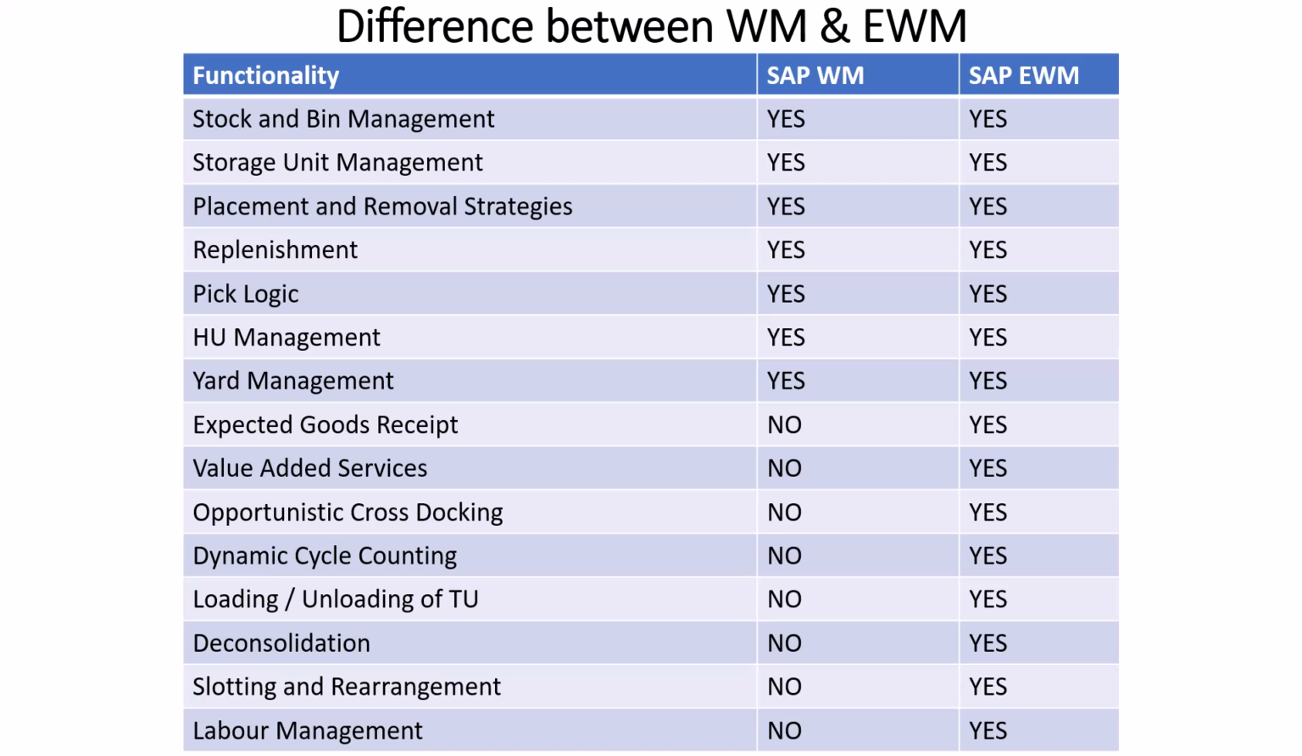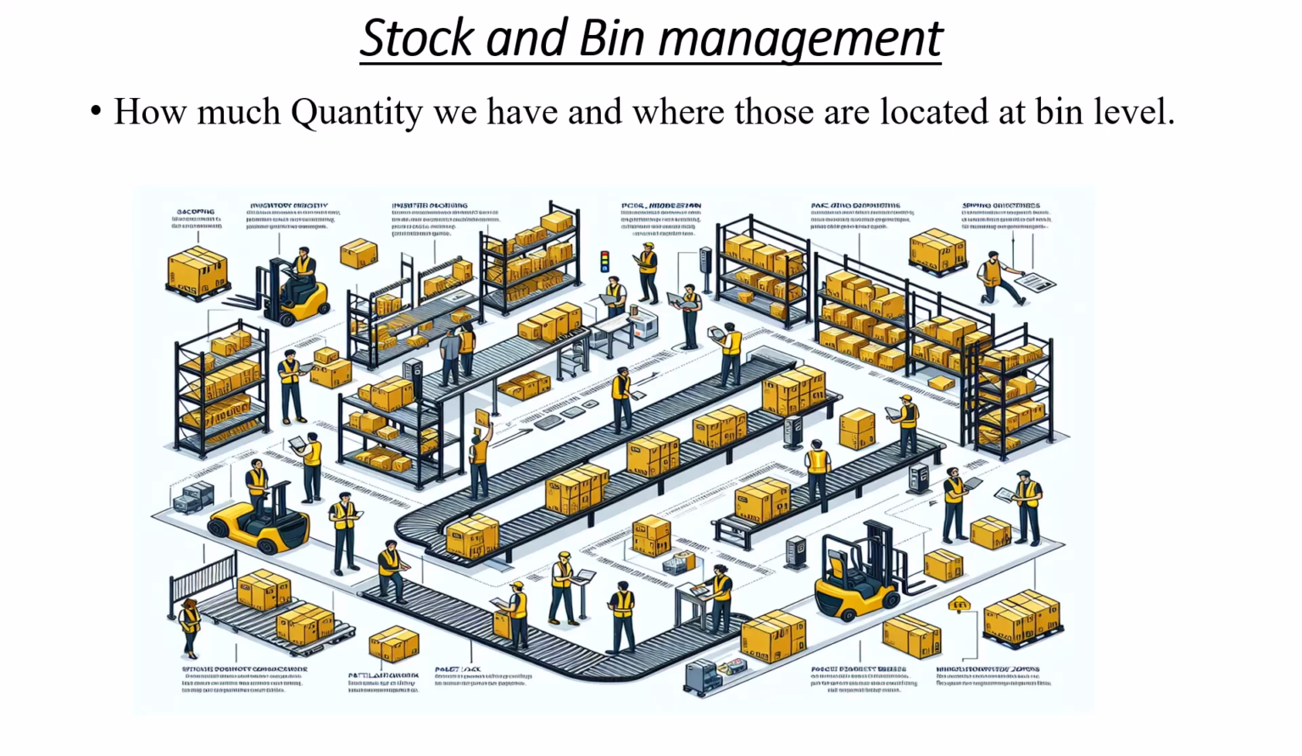So the first thing is stock and bin management. What exactly is stock and bin management? To explain it in a single point, it is how much quantity we have and where those are located at bin level. As you can see in this image, there are a lot of bins and a lot of products are moving from here to there, and a lot of workers are involved. SAP EWM has the flexibility to track each and everything, where the product is located. So that's the importance.